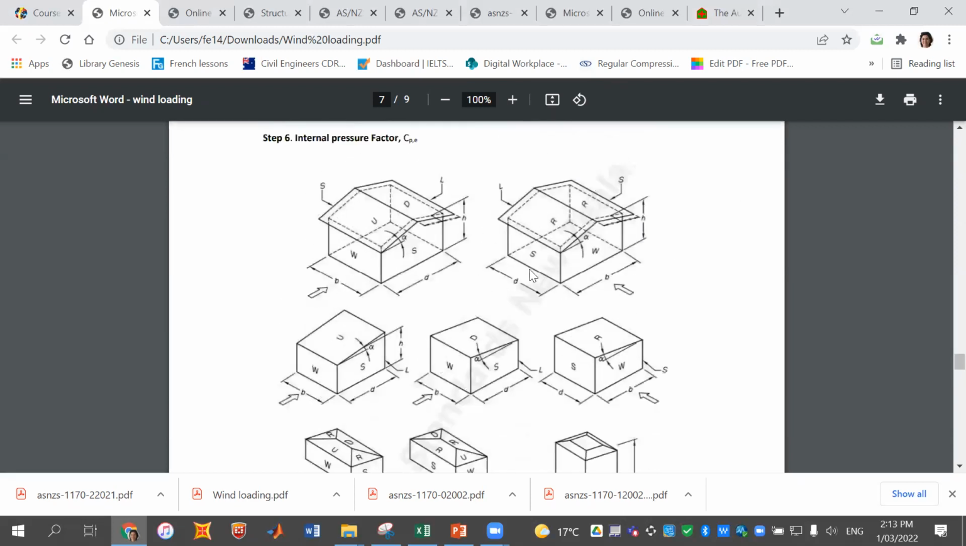So as you can see, B and D are also defined based on the direction of the wind. If the wind is blowing in this direction, B shows the width of the windward wall. However, if it is blowing in the other direction, B is this dimension. Again, it is the windward wall width. So for each scenario, have a look at these buildings and make sure that you're choosing the right number for each wall.